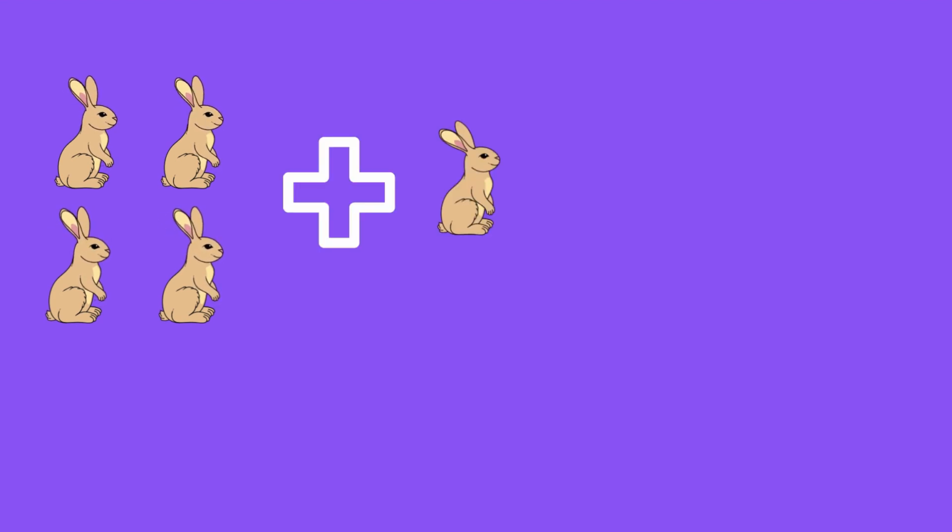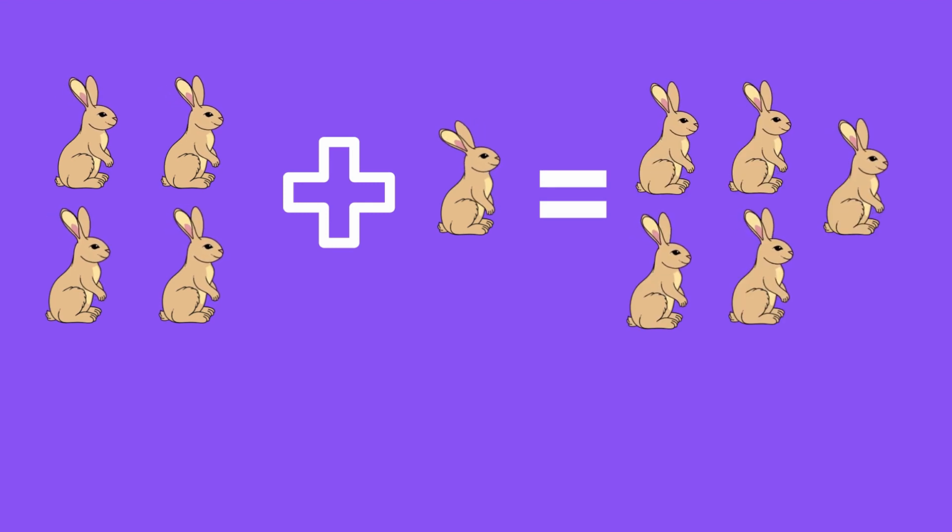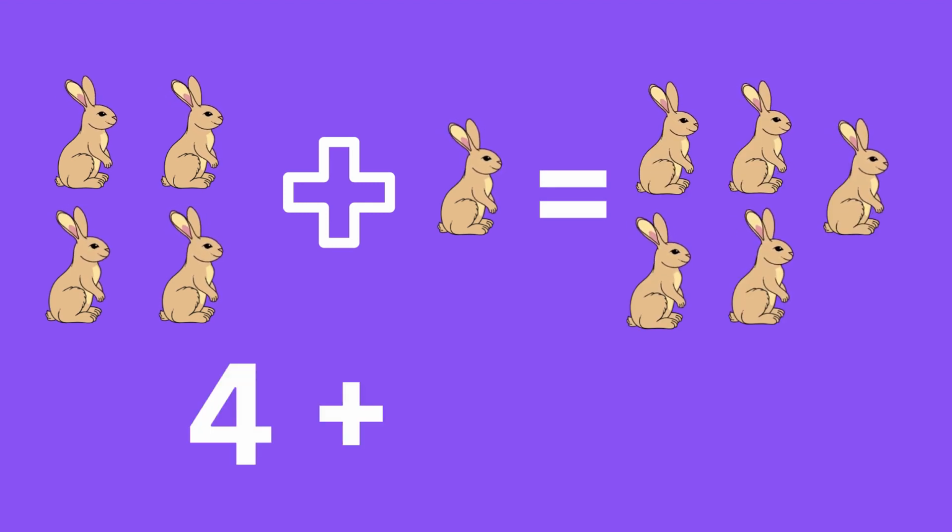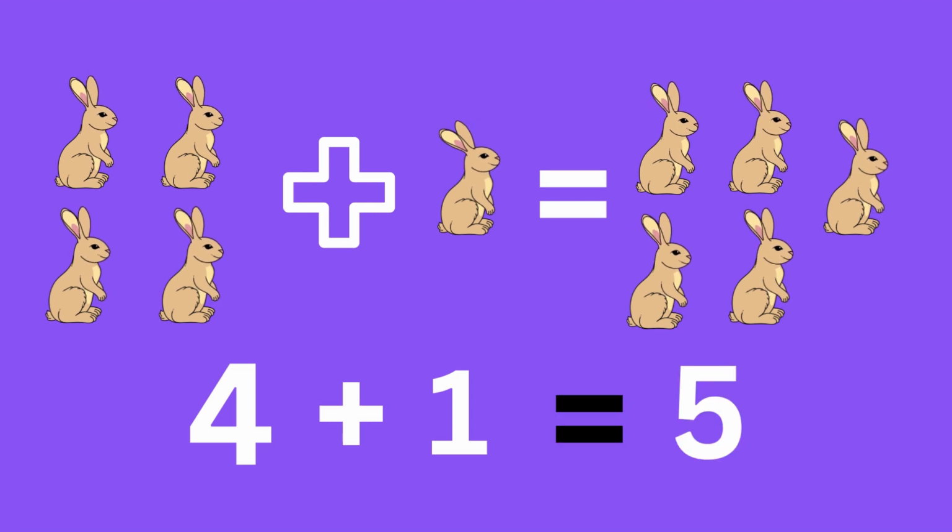Let's go back to the farm. Four rabbits plus one rabbit equals five rabbits. This means 4 plus 1 equals 5.